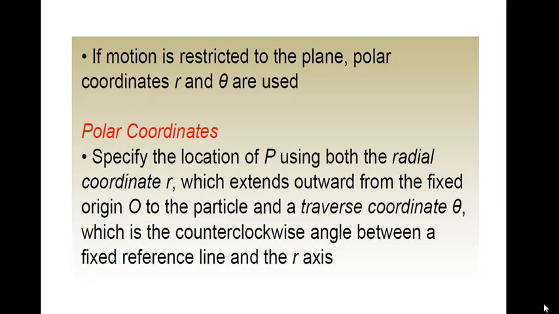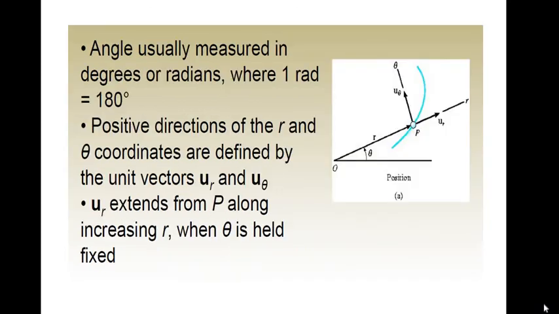Now the third system, the polar coordinate system or radial and transverse coordinate system. If motion is restricted to a plane, polar coordinates r and theta are used. Polar coordinates specify the location of P using both the radial coordinate r, which extends outward from the fixed origin O to the particle, and the transverse coordinate theta, which is the counterclockwise angle between a fixed reference line and the r axis.